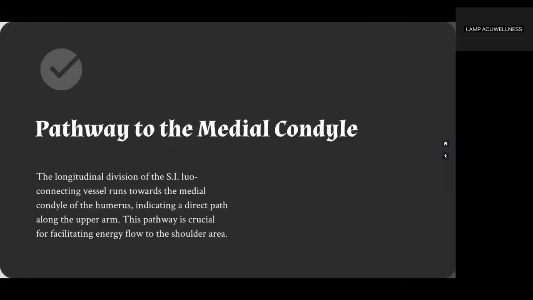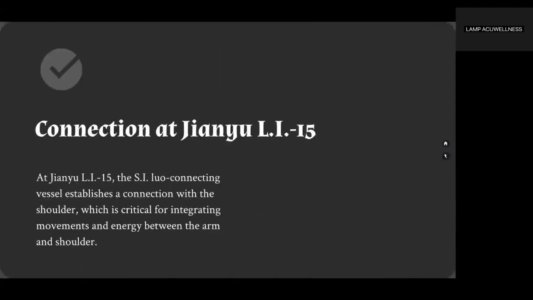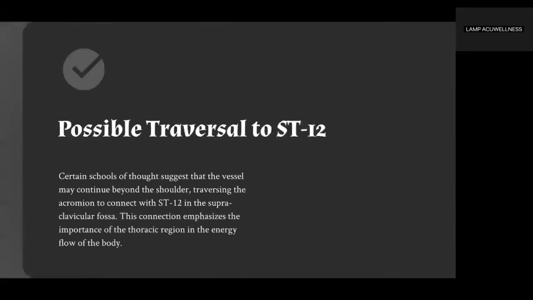The longitudinal division of the SI Luo-Connecting Vessel runs toward the medial condyle of the humerus, indicating a direct path along the upper arm. This pathway is crucial for facilitating energy flow to the shoulder area. At SI10, the SI Luo-Connecting Vessel establishes a connection with the shoulder, which is critical for integrating movements and energy between the arm and shoulder.